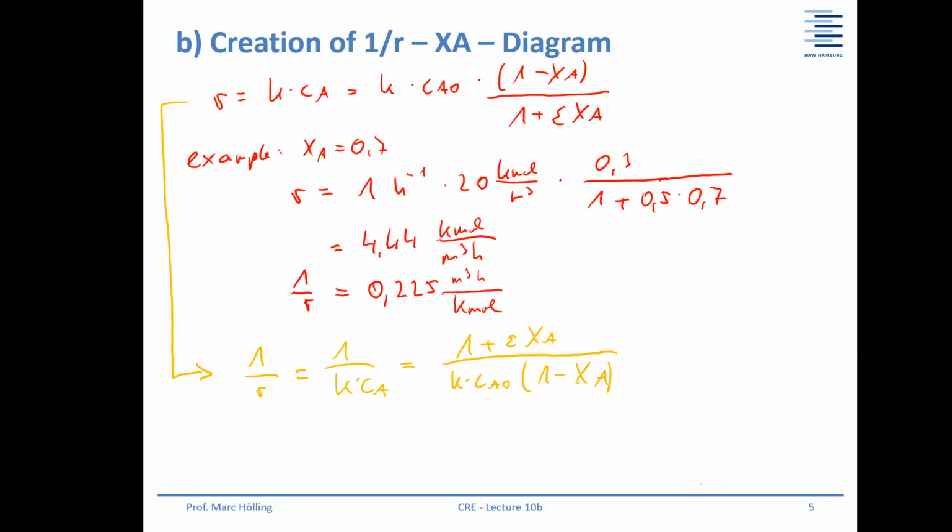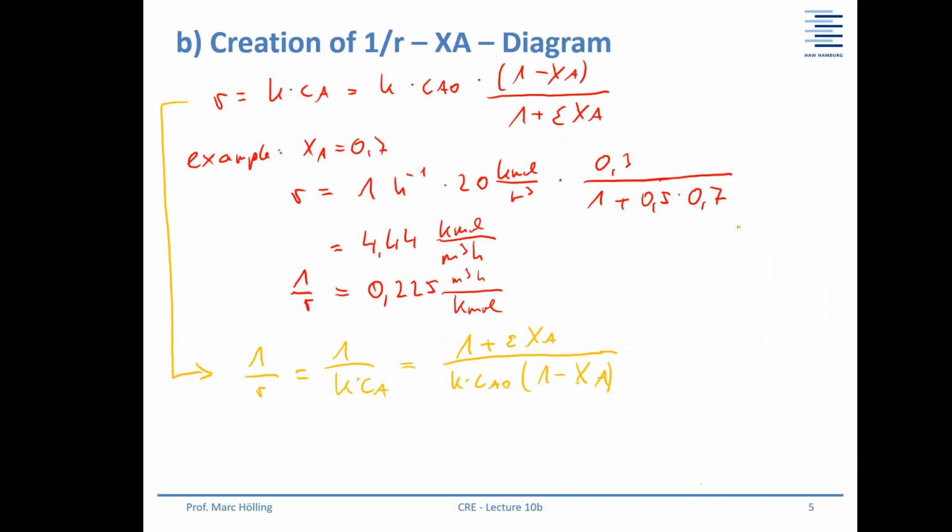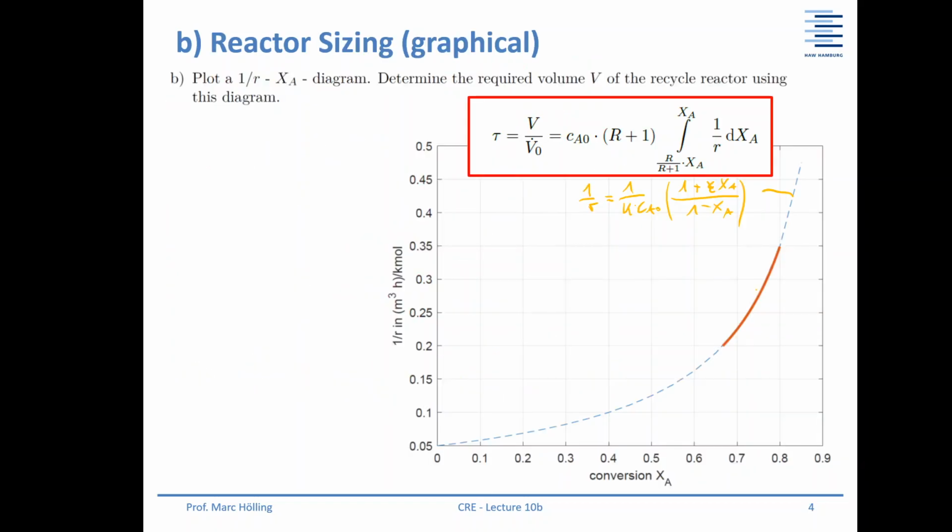Okay, and if you plot this expression, then you end up with this line here. So basically this is 1 over R is (1 over KCA0) times (1 plus epsilon XA) over (1 minus XA). Hopefully. Yes, this should look fine.